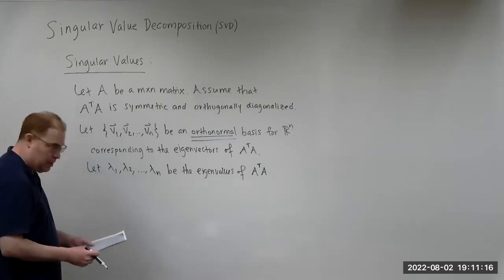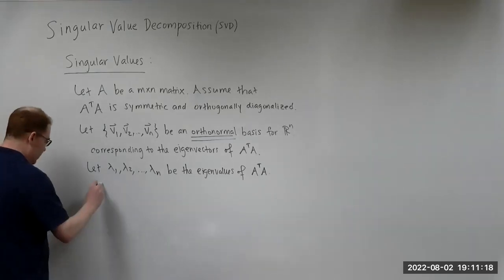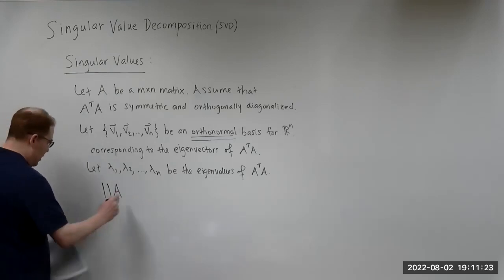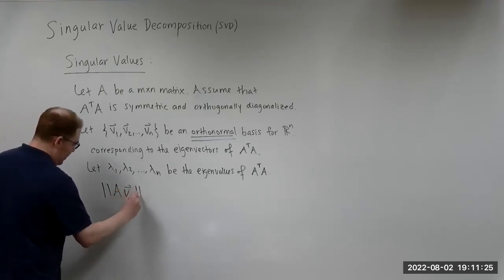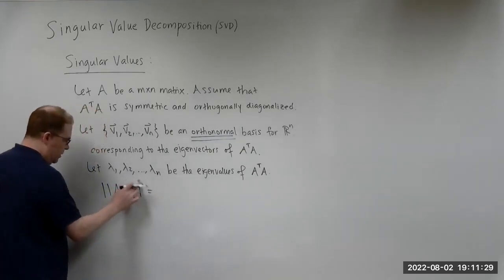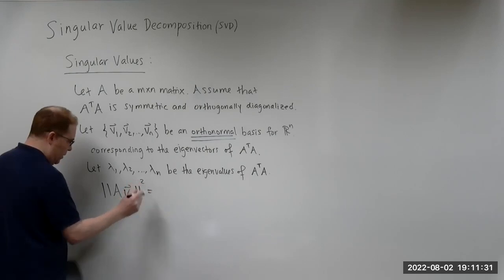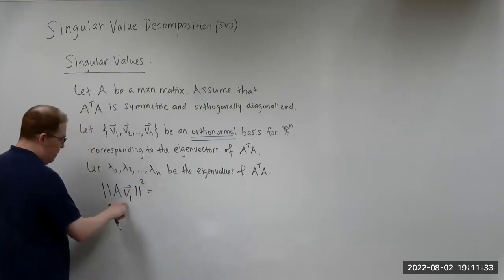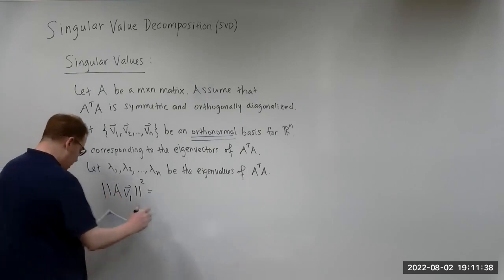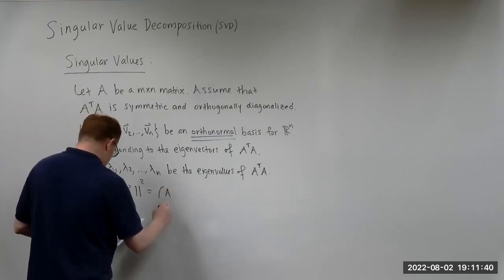Okay, so let's do some calculation here. What I want to do is I'm going to take the matrix A and operate it on a vector, right? And then, okay, so we're going to basically take the norm, right? And then square it. And this, remember, is just the same thing as taking A v_i and dotting it with itself, which can be written this way.